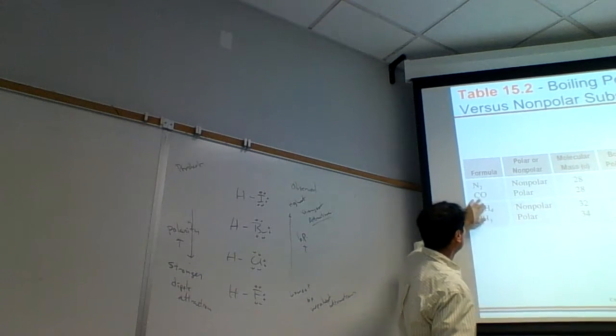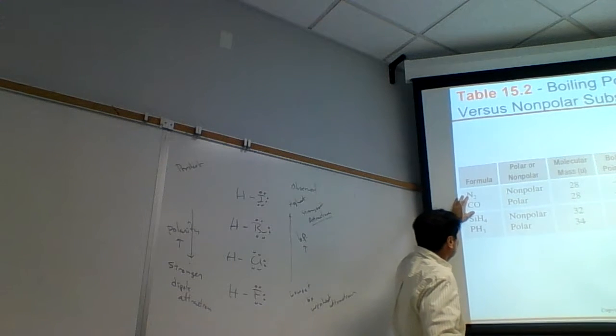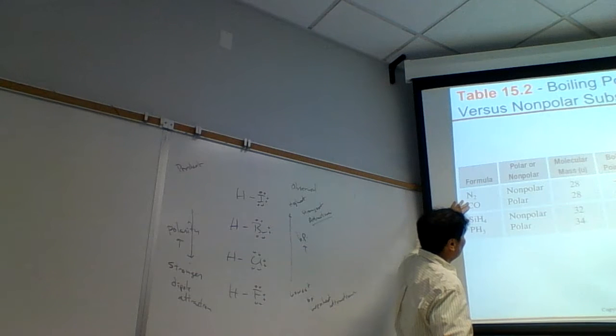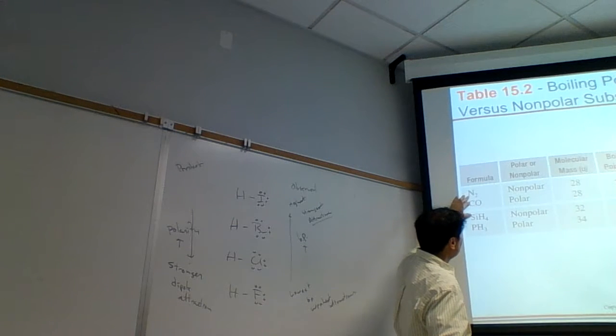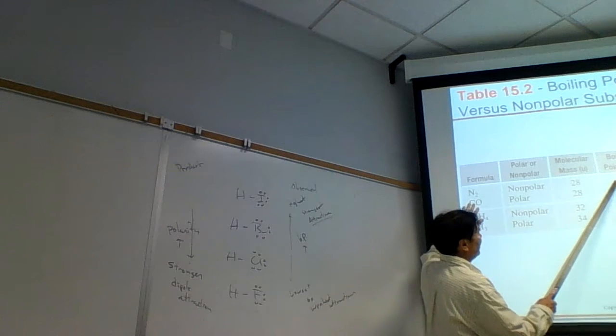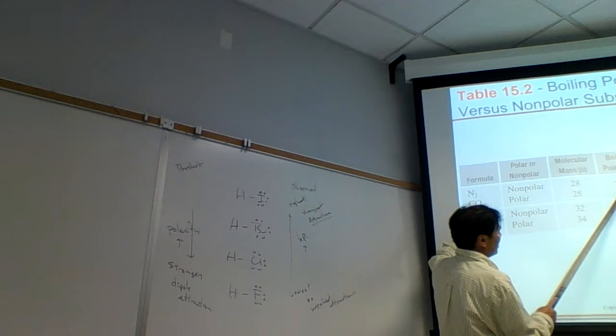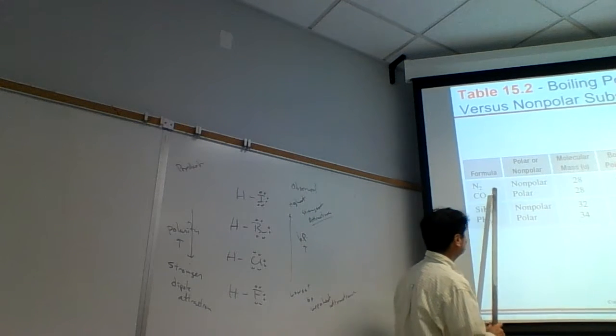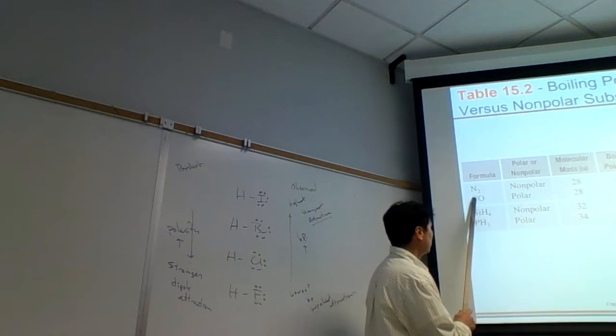And so what we see here is that nitrogen is nonpolar, carbon monoxide is polar. And so if the dispersion forces are the same, then carbon monoxide should have a higher boiling point. That's not much difference, but carbon monoxide does have a higher boiling point because of the dipole forces, permanent dipole forces.